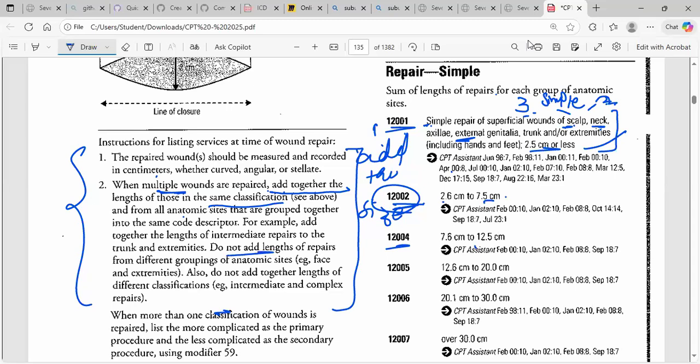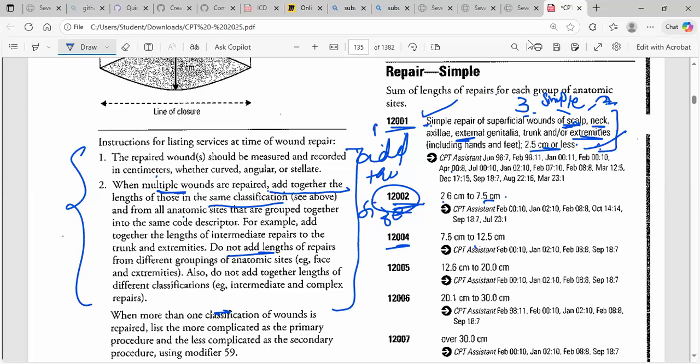Ma'am, if suppose there is a repair of the scalp and there is also a repair of the lower extremities, then should we add that or not? Yes. If it is a simple repair of the scalp and the extremities, as both locations come under the same anatomical classification, we are going to add it.